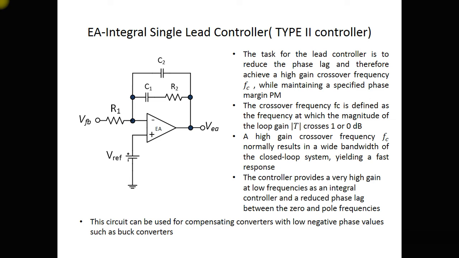This type of controller gives you high gain while at the same time maintaining the specified phase margin, because if you remember from control theory, if there is a sudden change at the high gain and you have a particular value of phase, then it may lead to instability, and that basically is to be avoided at all costs. So whenever you want to make the system stable, you have to have some kind of phase margin.